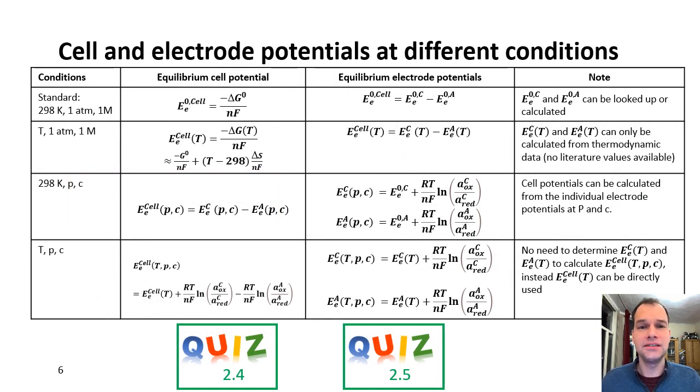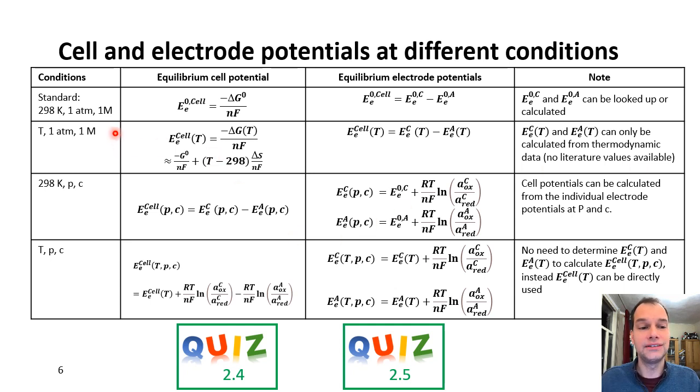Now, I can imagine that things start to become a bit confusing, because in the previous screencast we discussed how the equilibrium potential depends on temperature, and now here we are discussing the electrode potentials and how they depend on pressure and concentration. To avoid any further confusion, I've made this overview table, which basically shows how both equilibrium cell potential and equilibrium electrode potentials can be determined at different conditions.